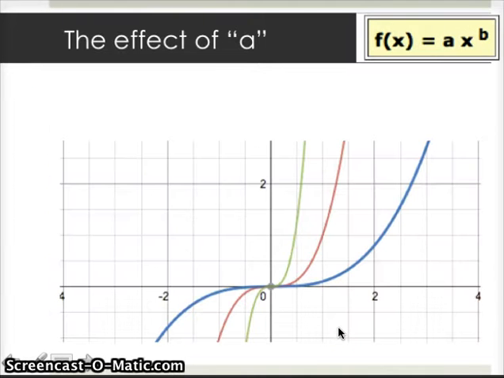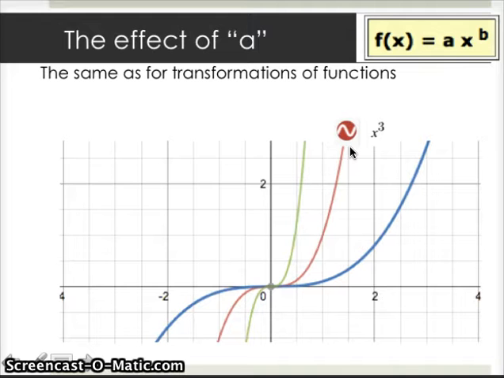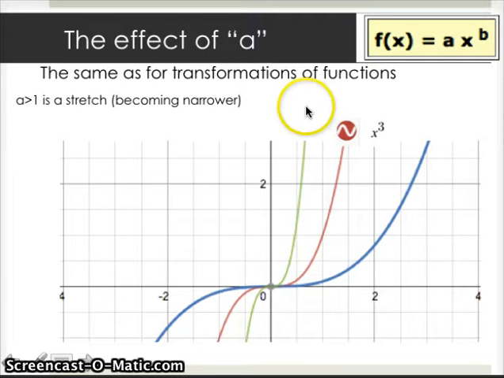Now let's talk about the effects of a. Let's say we have a graph here. This red line is x cubed. The transformations that happen to this graph are the same as what we previously learned about with transformations of functions. If a is greater than 1, then it's going to be a stretch. It's going to stretch it up higher and become narrower, like this green one. Here's 10 times x cubed, and you can see that it becomes narrower.